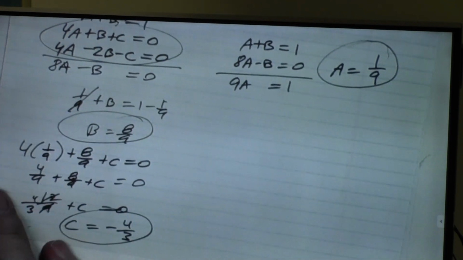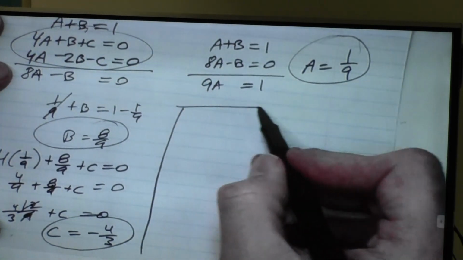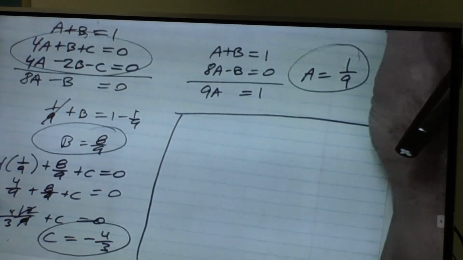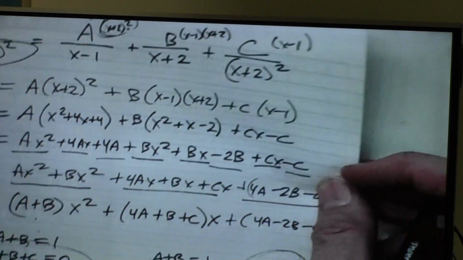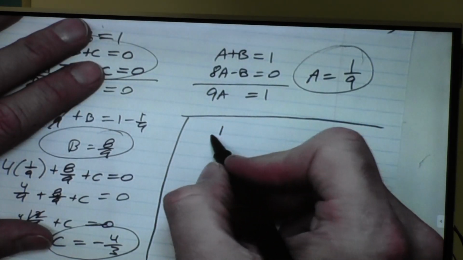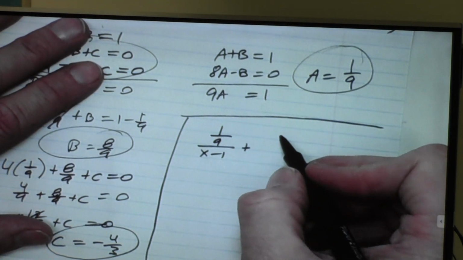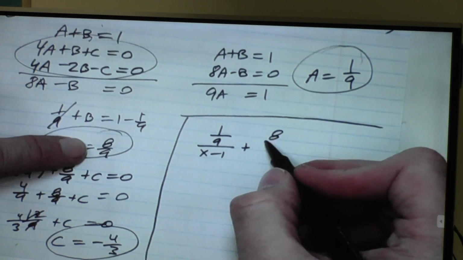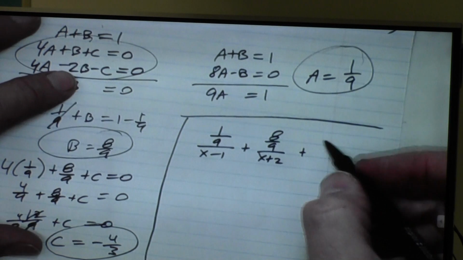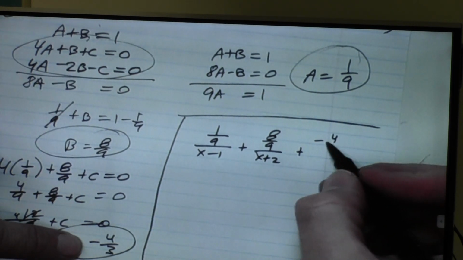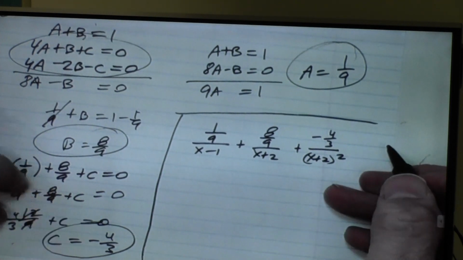This is a good one to now look at what happens when you have fractions. Not really so hard to work with. Let's come back up and look up here. We had a over that, b over that, and c over that. Well, let's put them in those places. That's 1/9 over x minus 1, plus b is 8 over 9 over x plus 2, plus c is negative 4 over 3 over x plus 2 squared.